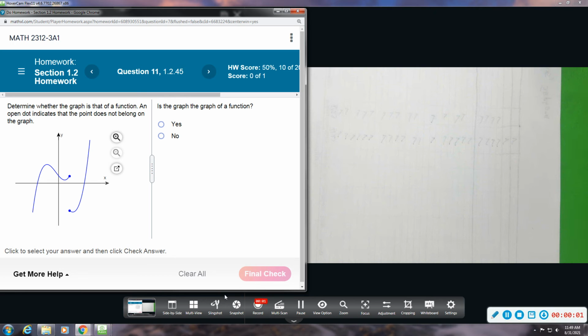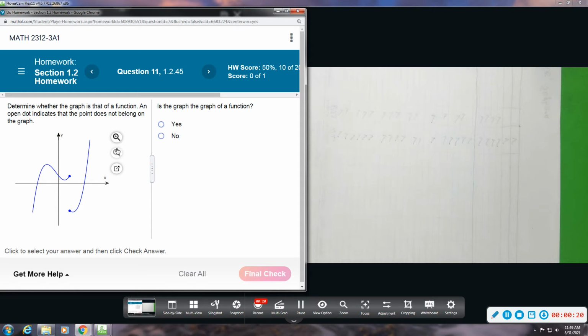All right, question number 11. We want to know, does this graph represent a function? In order to determine if the graph is a function, we need to check the vertical line test. So if I drew a vertical line anywhere on this graph, it should only cross one point.